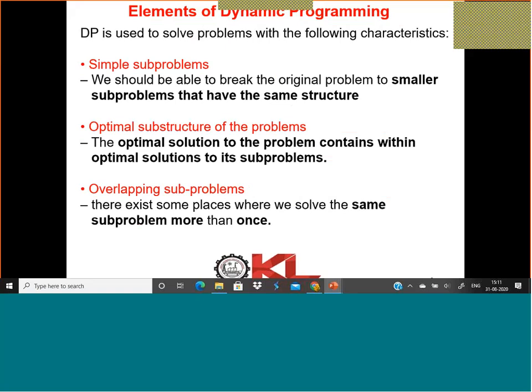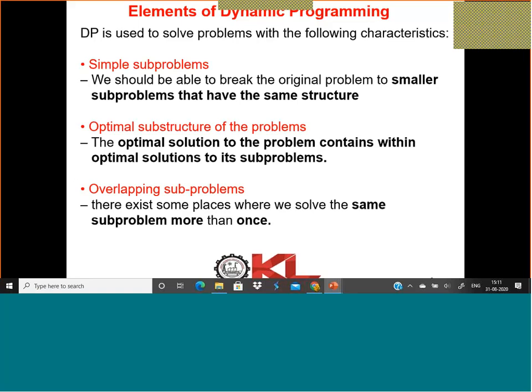Suppose I want to find the optimal solution of a given problem. In order to solve that, when you are performing a division, whatever subproblems there are must also be optimal, that is, optimal solutions of the subproblems. That is what the principle of optimality says. On the next slide, there will be the definition of the principle of optimality.